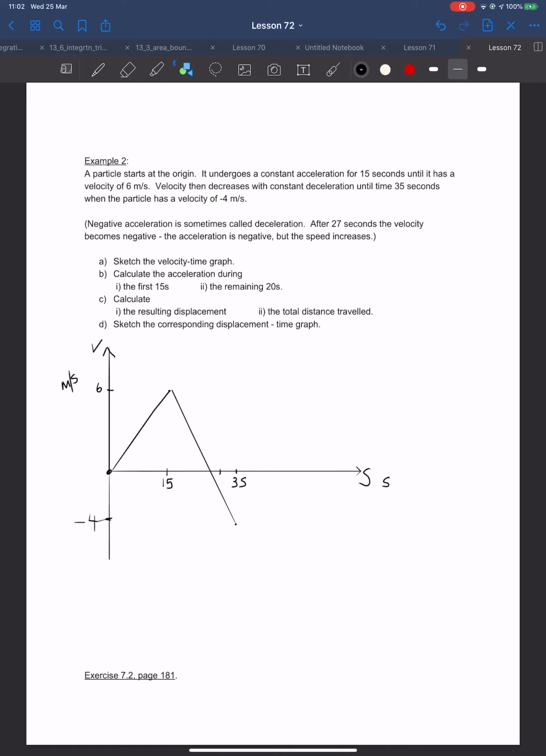Negative acceleration is sometimes called deceleration. After 27 seconds, the velocity becomes negative. So that means that there, that one there, that's the 27 there.